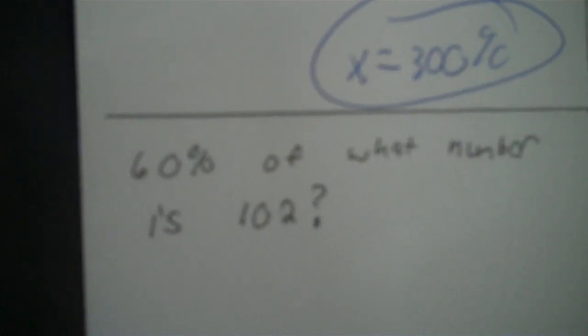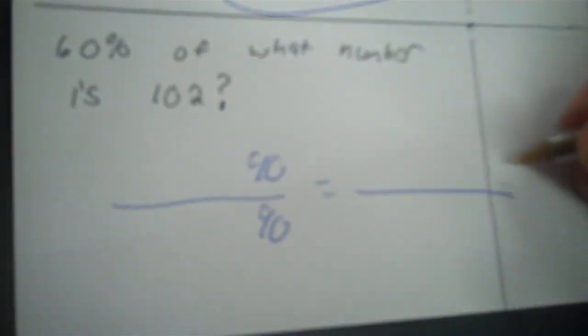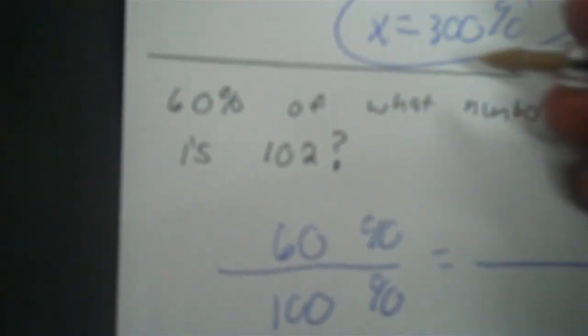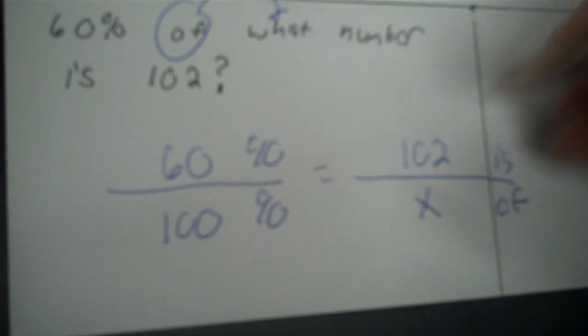Okay, 60% of what number is 102? 100% is of. So the percent is 60. Okay, after of we see the word what. So that would be my x, and then 102 is the is. So I cross multiply and divide because you don't know what number you're taking the percent of to get 102. So 100 times 102 divided by 60. I got 170. And boom.